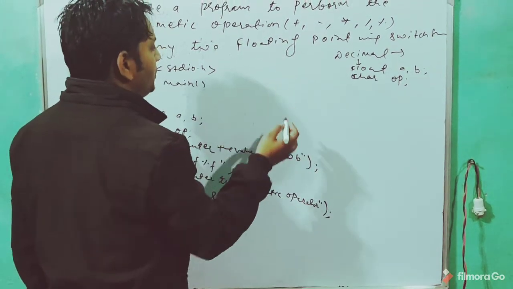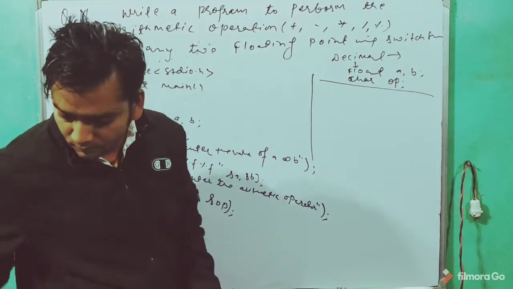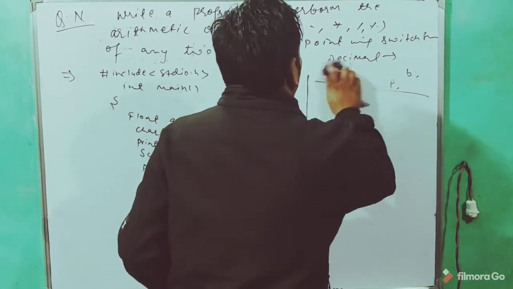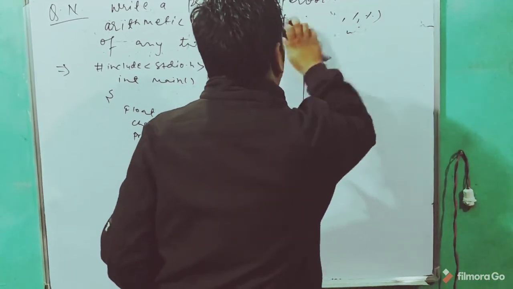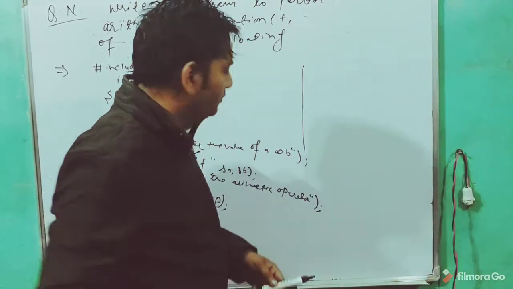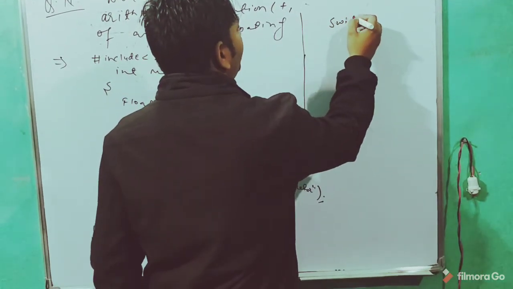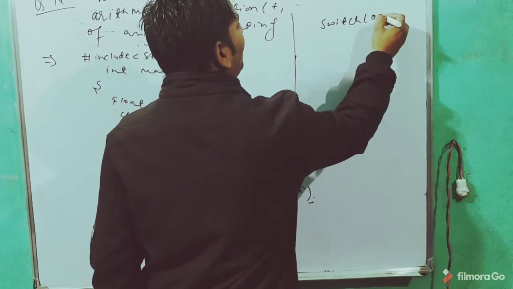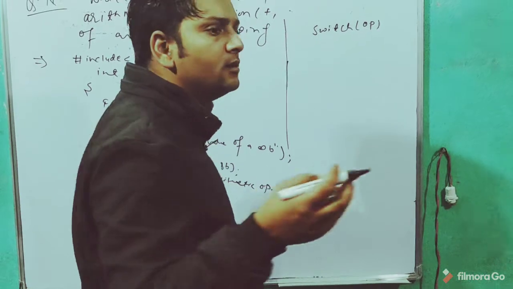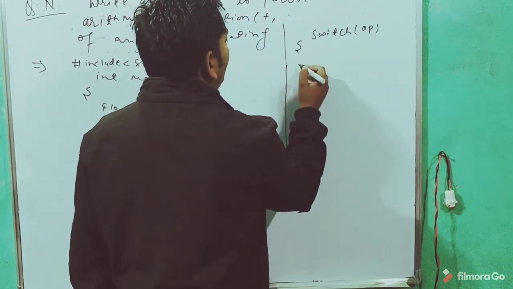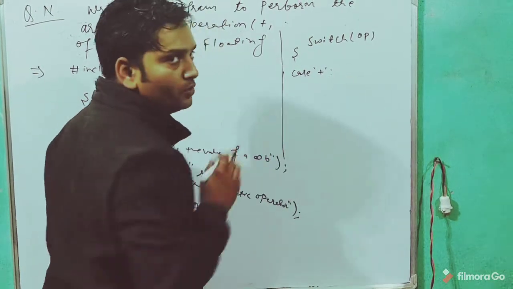So how to use switch? Let's see. Now we have to use switch. How to apply it? We pass the operator value op in the switch. The op values are plus, minus, multiplication, division, and so on, and the same values we have to pass in the cases. Characters are always in single quotations.